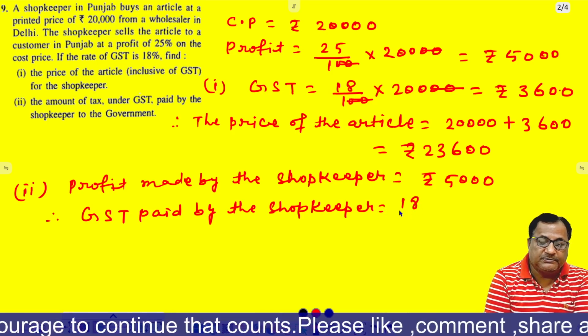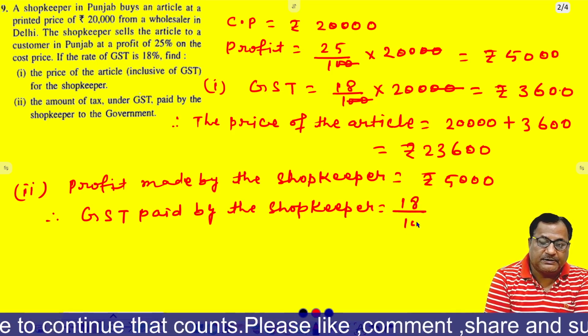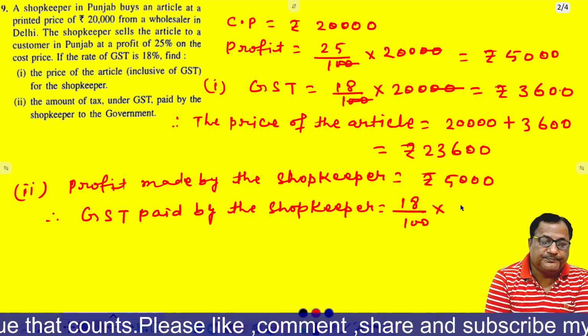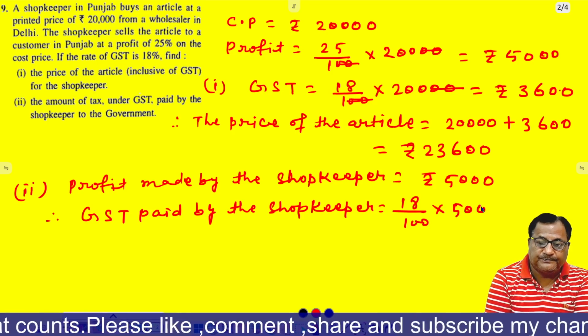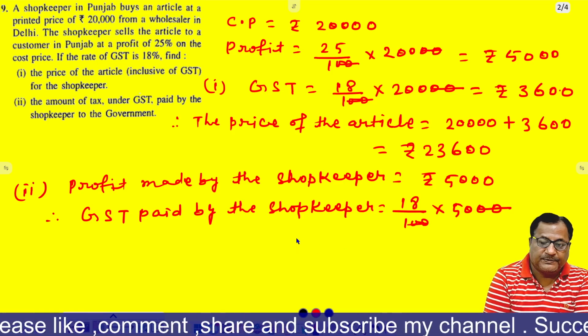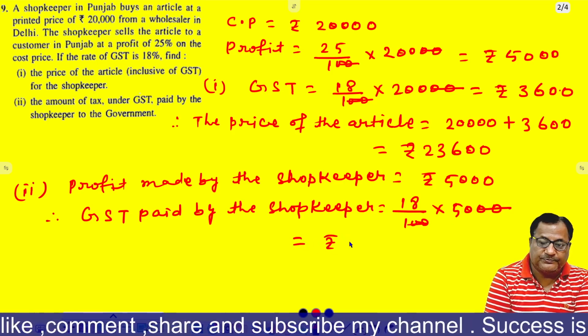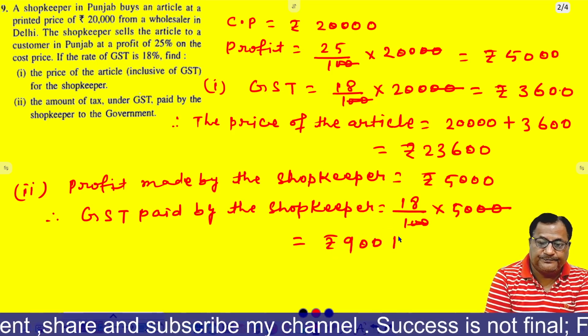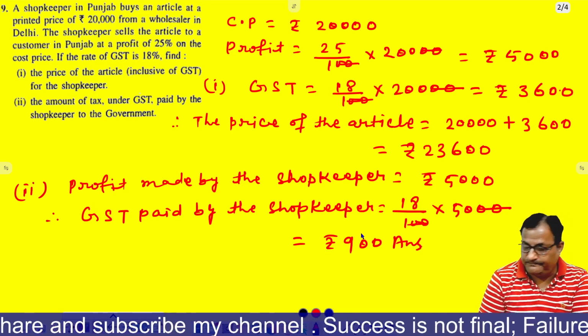So 18 by 100 into 5,000 is equal to rupees 900. This is the answer.